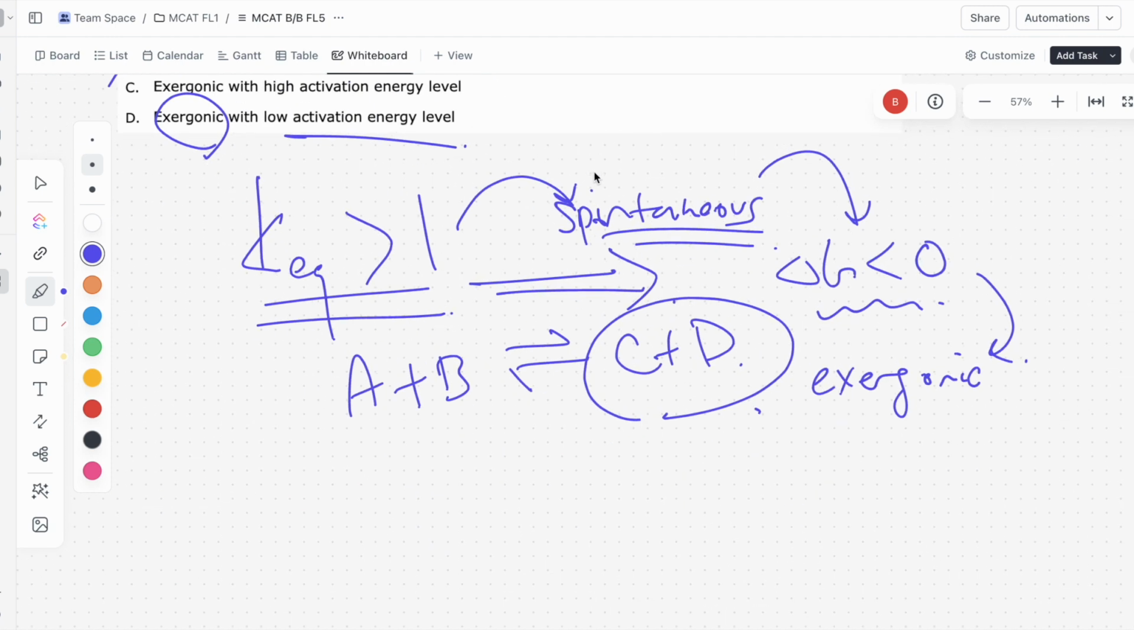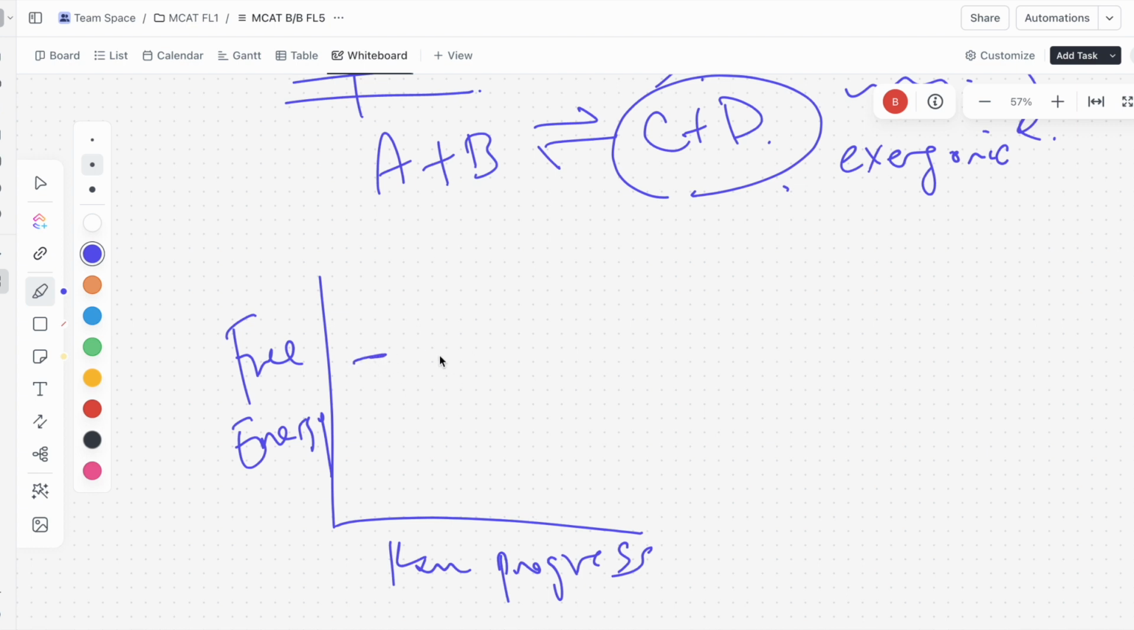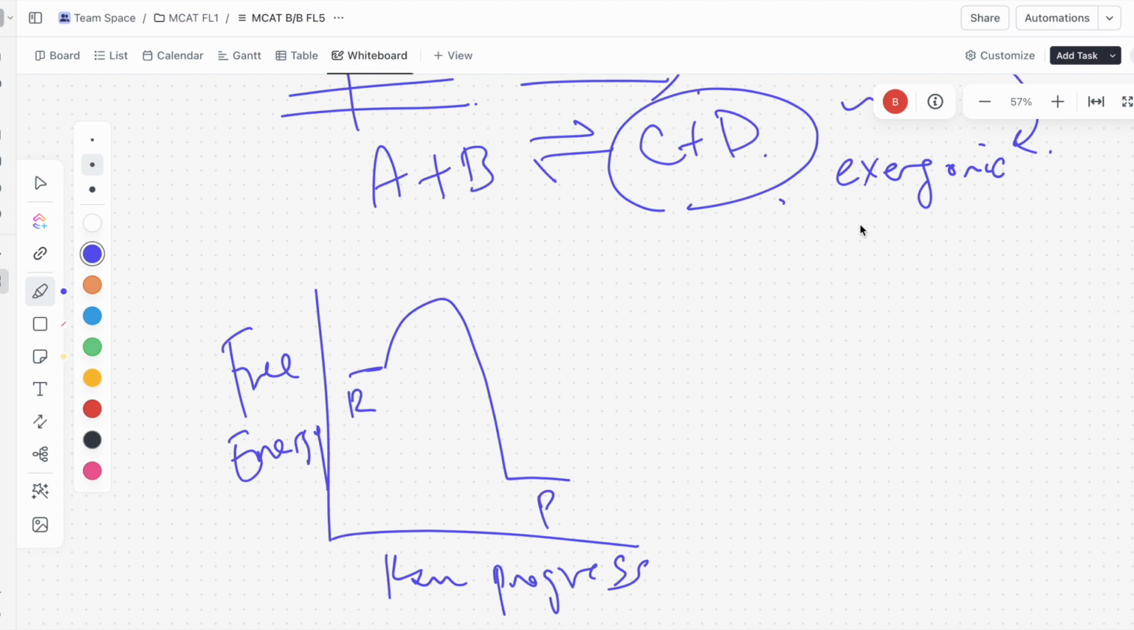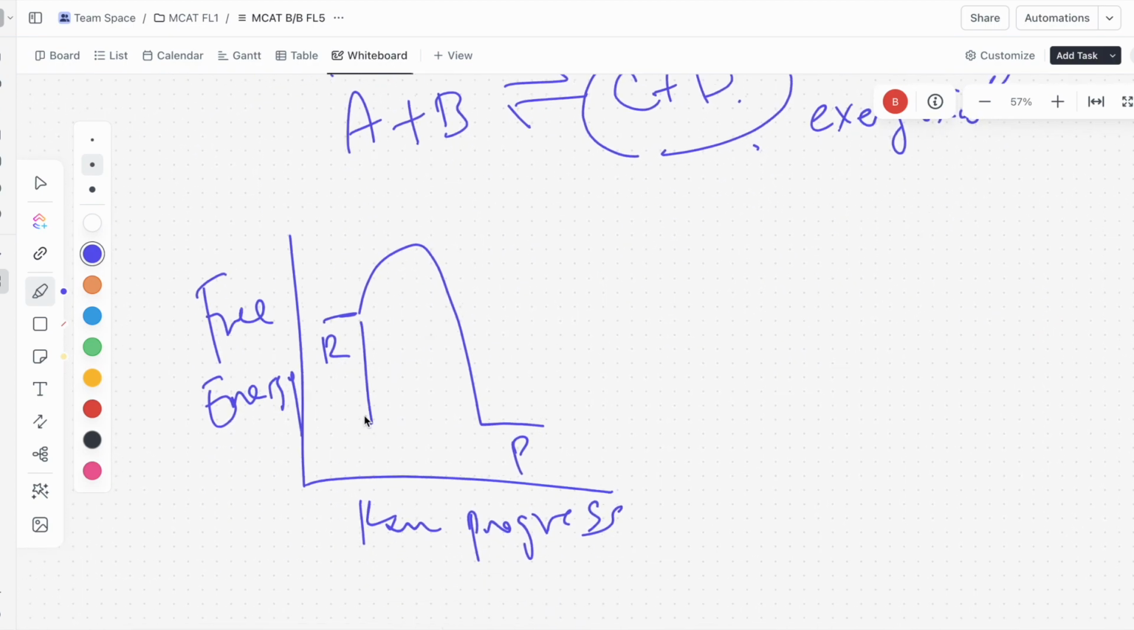Now, if it's kinetically fast, let's take a look at a graph. What determines the kinetic speed, the speed of a reaction? Let's say I have free energy on the y-axis, and reaction progress on the x-axis. If I start off with the reactants up here, and I come over to this little energy hump, and then I end up with products here. So we know that this is what's happening, at least in this case, because it's an exergonic reaction. Delta G has to be less than 0. So we see that drop in energy, which makes it a spontaneous reaction.